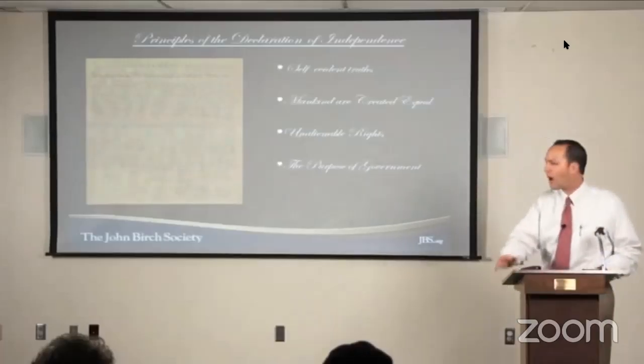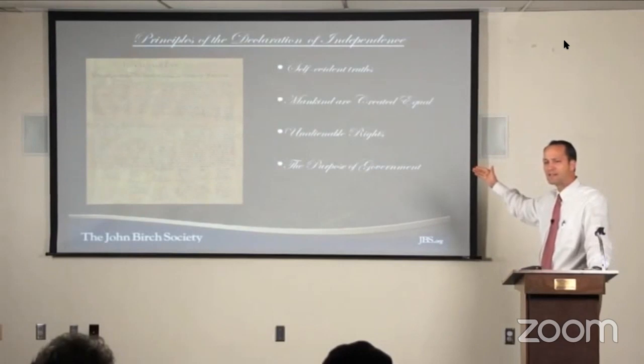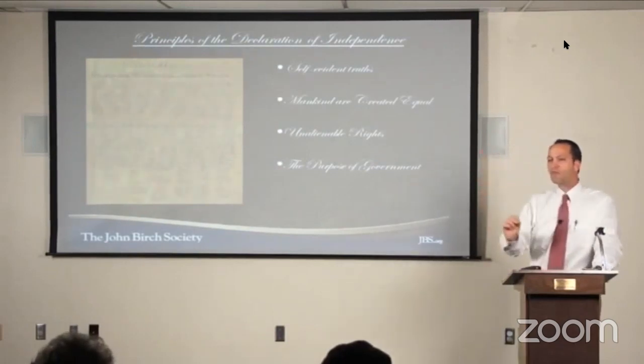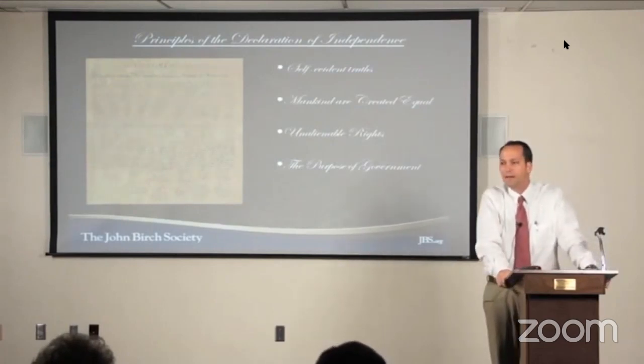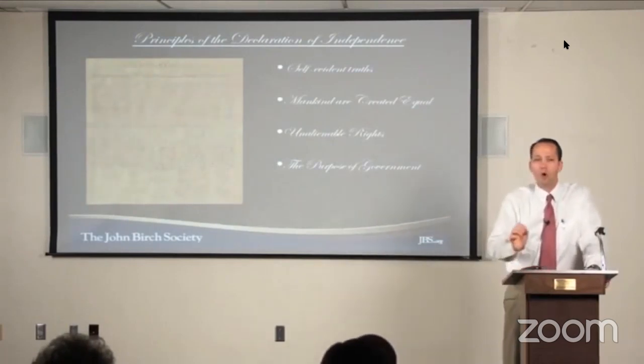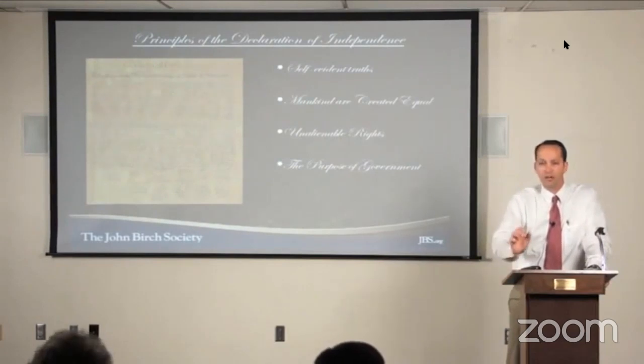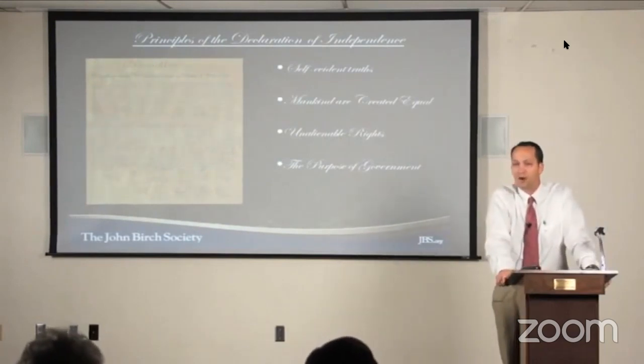Two questions. First of all, why are these unalienable rights? It's because of where they came from. These rights don't come from government, they come from God. And if they come from God, no earthly man or organization, no government has the authority to take these rights from us.